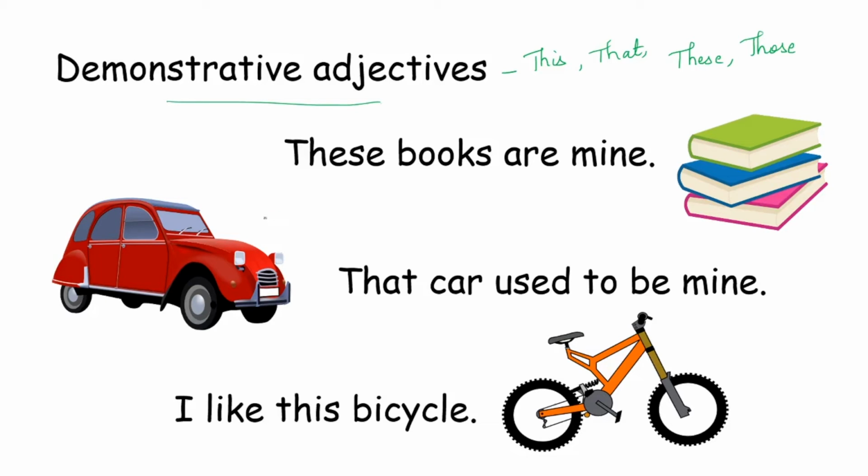So these books are mine. So I'm pointing out the books and saying that these books are mine. So this is an example of demonstrative adjective. So the demonstrative adjectives are usually followed by the nouns.